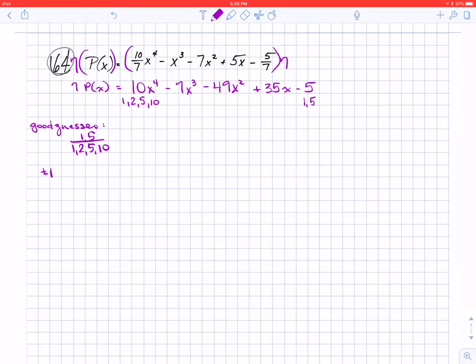Plus or minus 1, plus or minus 5, plus or minus 1/2, plus or minus 5/2, plus or minus 1/5, plus or minus 5/5, but I don't need to write that one, I already have that one. And lastly, plus or minus 1/10, and plus or minus 5/10 is the same as 1/2, so I don't need to write that one either. So I have a total here of 12 good guesses.